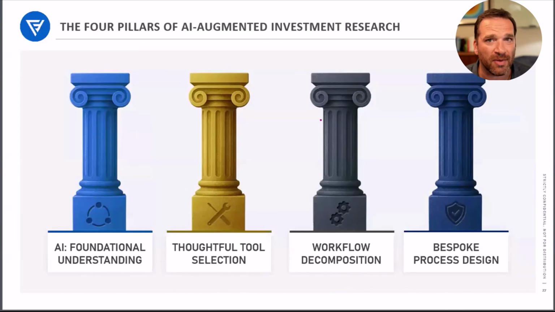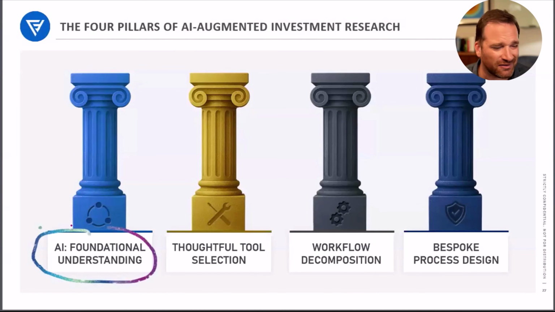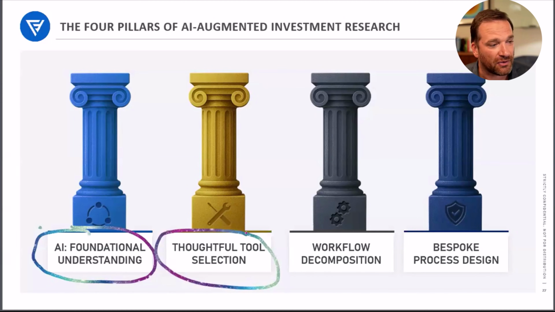And as we think about augmenting with AI, to me, there are four pillars that matter. It's building the foundational understanding, things like Moravec's paradox, understanding where these tools work, where they don't, understanding the first principles of how a large language model operates. Thinking thoughtfully about the right tool based on your budget, your mandate, your workflows. What is the right stack to deploy for your investment process?